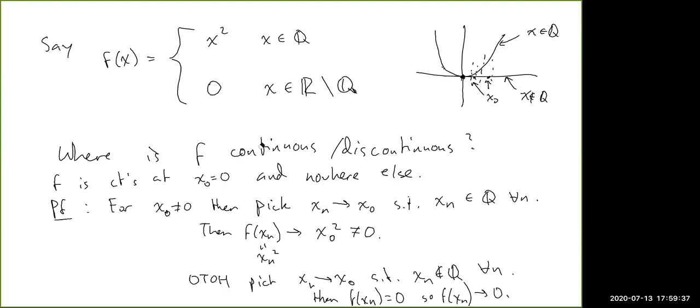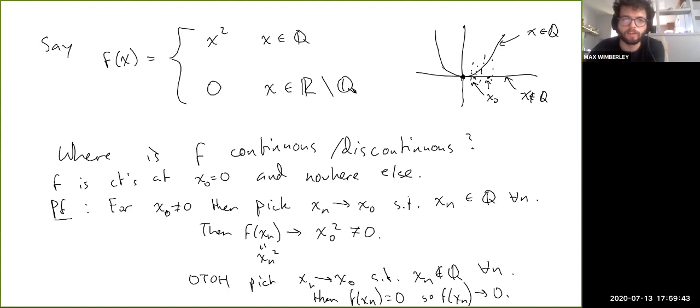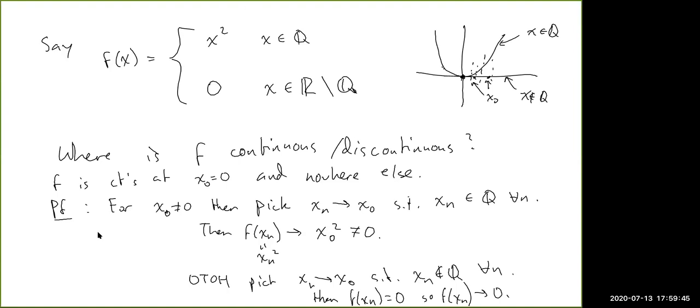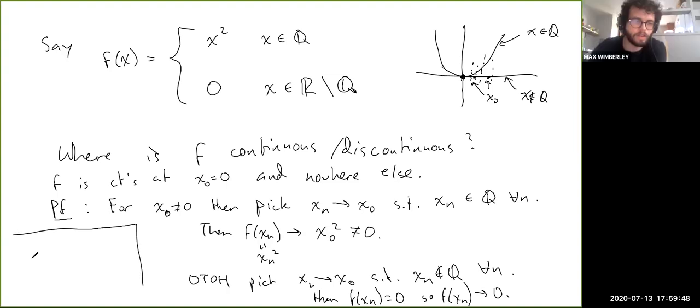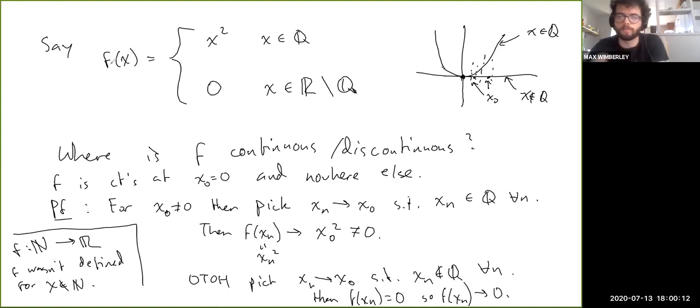The lecture question, if I recall, was about a function whose domain was the natural numbers, right? So in that case, we had f from the natural numbers to the real numbers, and f just wasn't defined for x not in N. Whereas this function f is defined for every value of x.